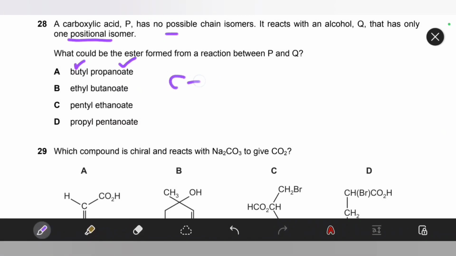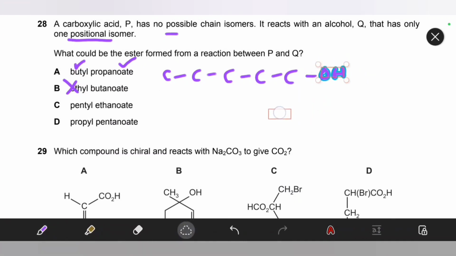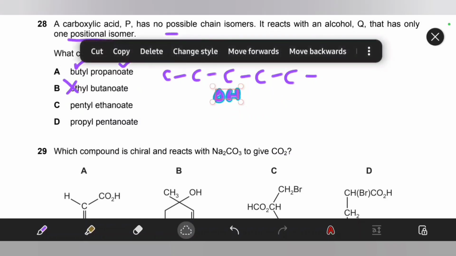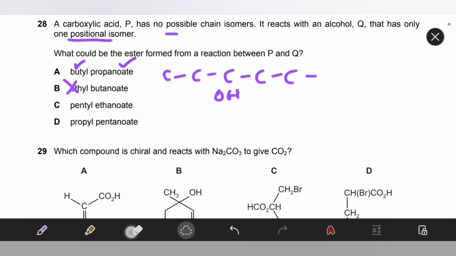For ethanol, this is ethanol, and it has one positional isomer. No, it doesn't have any positional isomer, because if you attached this here, it is still the same molecule. So ethyl cannot be, so B cannot be an answer. What about C? Pentanol. Pentanol is this. Now this OH could be attached to here. It can also be attached to here. So that's more than one positional isomer. So pentyl cannot be the alcohol. So C cannot be an answer.